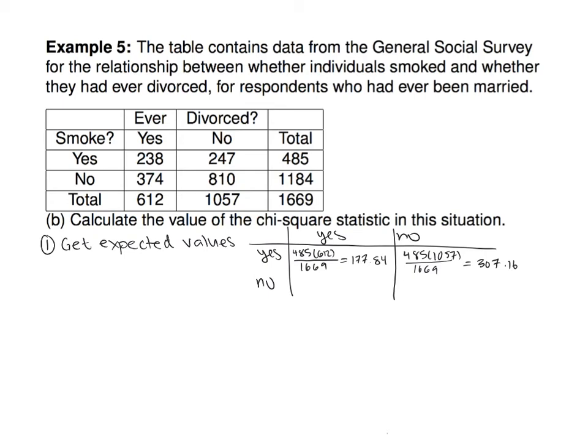All right, for the yes divorced, no smoke, row total is 1184 times 612 over 1669. That comes out to be 434.16. And for the no smoke and no divorced, that's 1184 times 1057 over 1669, which comes out to be 749.84.